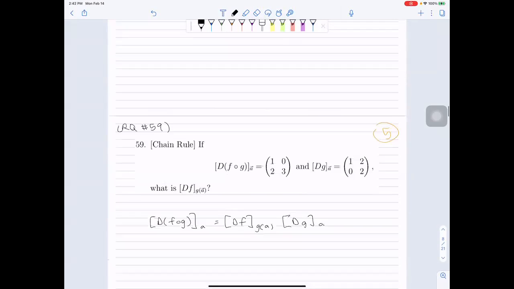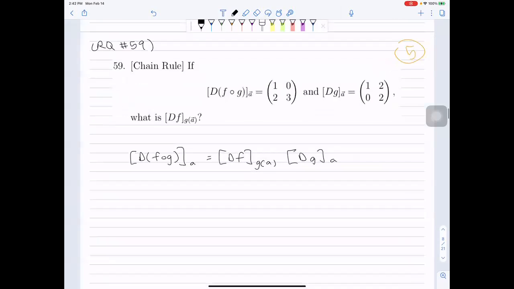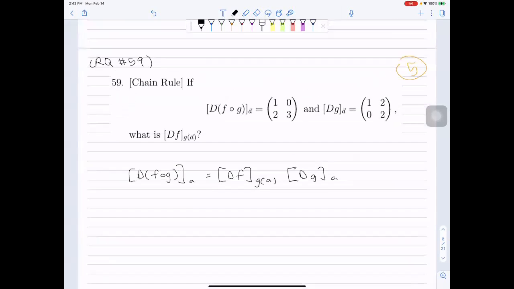Okay, next question then. So this is from recitation question 59. So if you're given the derivative of f of g and the derivative of g, and you want to find the derivative of f. So without doing numbers yet, what should I do in order to find the partial derivative of f? Like, what do we know about matrices that we could do to get this alone? Yes.